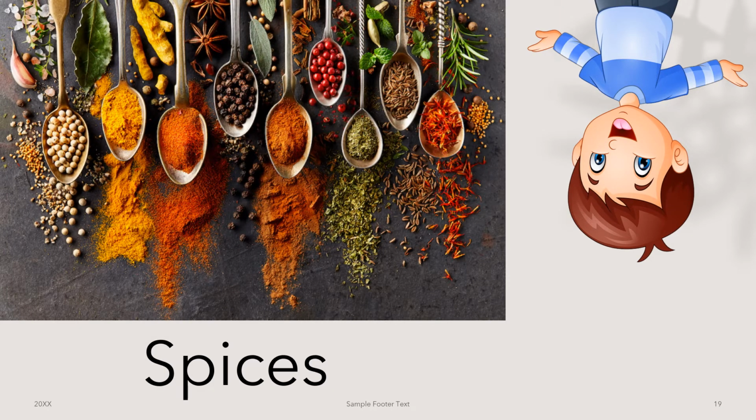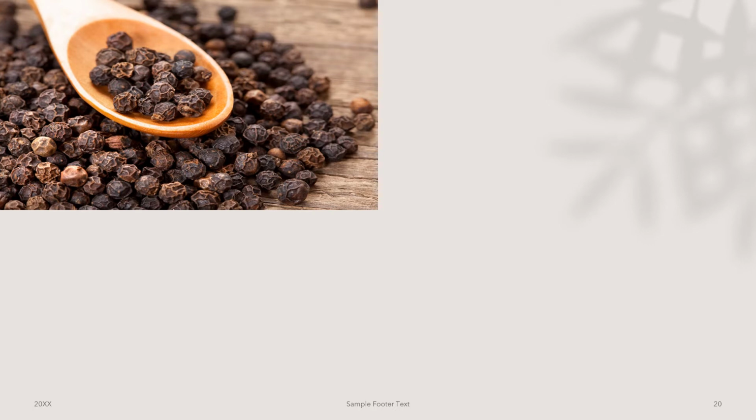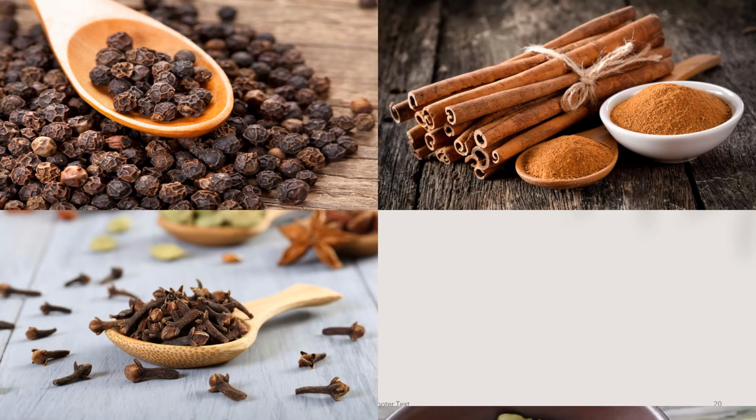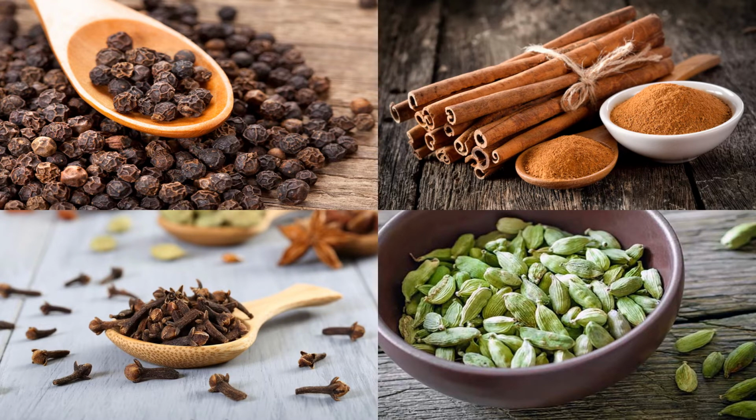When we prepare food, spices are the ones which add flavor to it. Different types of spices are this is pepper, cinnamon, clove, and cardamom. Cinnamon means dalchini, clove means long, and cardamom means elaichi.